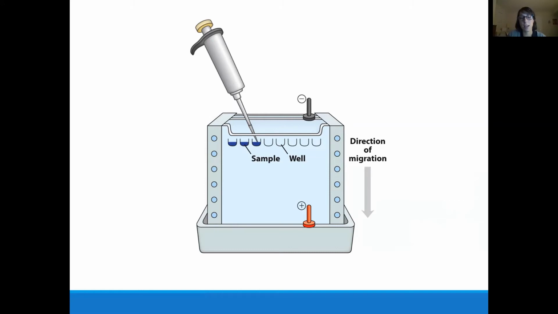The proteins, again, will move at a different speed based on properties of the particular protein. And so you can separate out different proteins within a mixture in this gel.